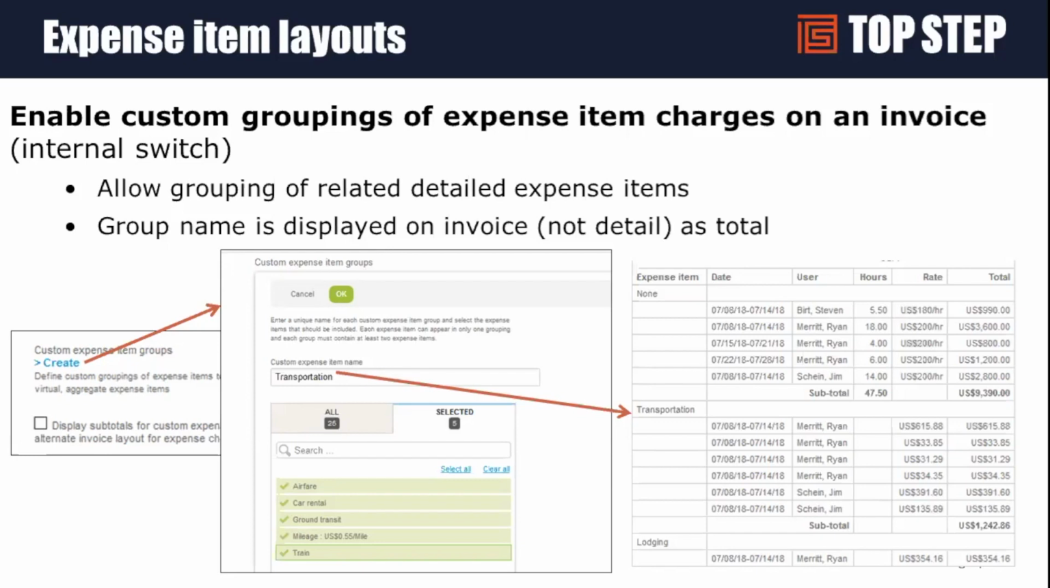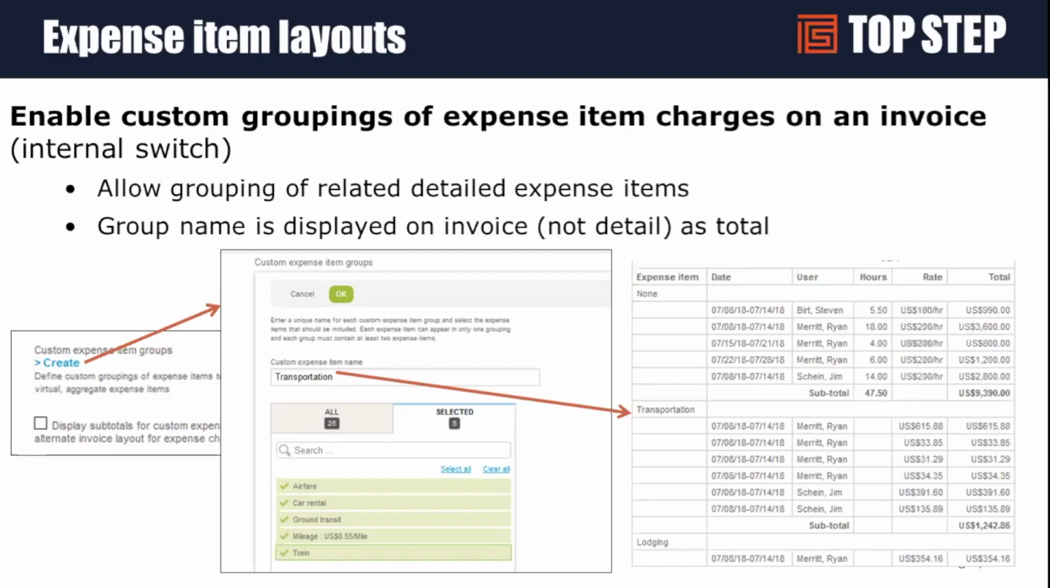An expense item type can only be in one group, so there's a little bit of a kind of thinking game here on how you want things to be formatted. But the group is per invoice layout, so you can change it up on different invoice layouts. And what happens is then when you go to put the expenses on your invoice, instead of the expense item itself, you get the name of the group.